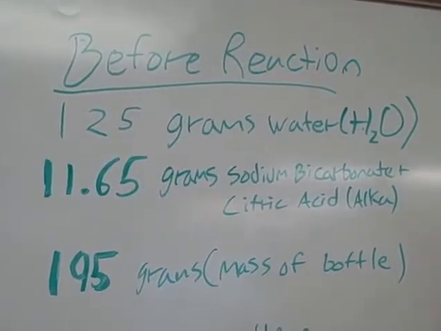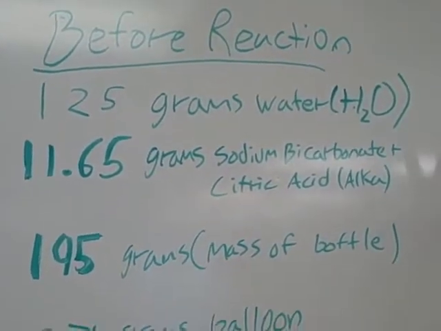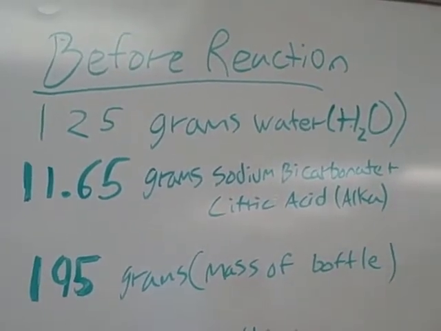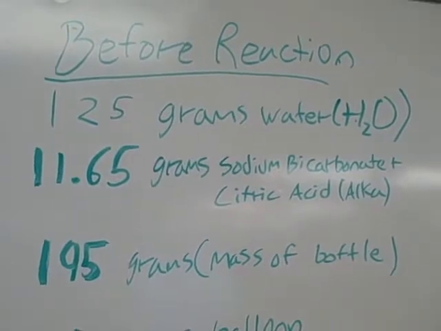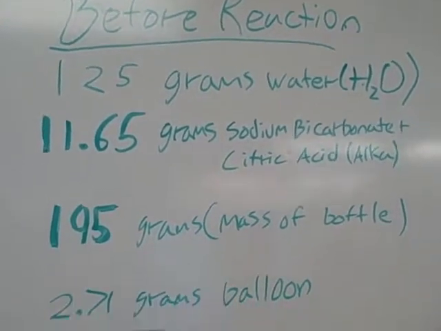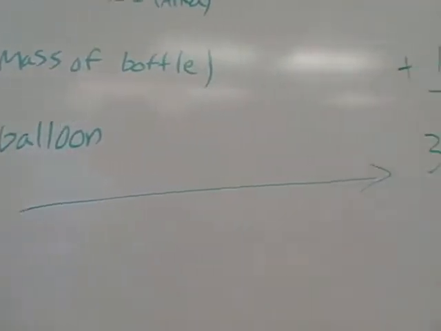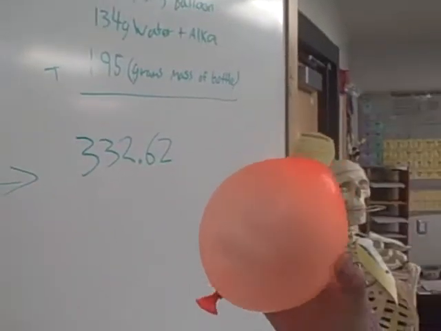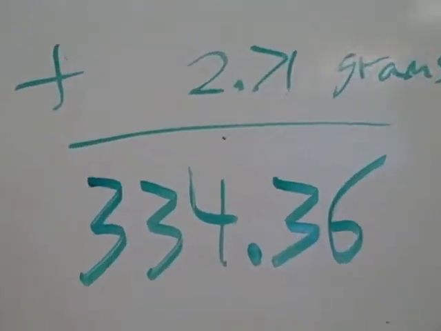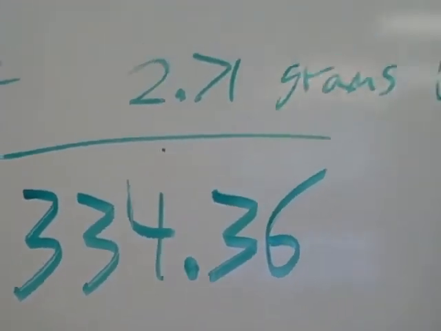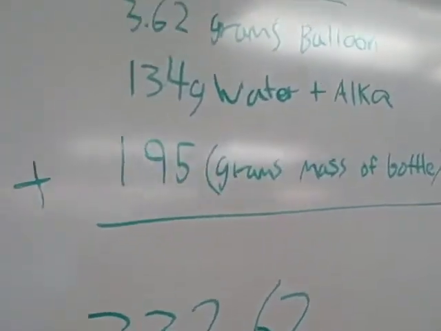Alright, right here we have all of our masses before the reaction. As you can see, we had 125 grams of water, or 125 milliliters, and then if we add that to the sodium bicarbonate, or the Alka-Seltzer, and then add that up also with the mass of the bottle, and the 2.71 gram balloon before there was a gas inside of it, that came to a grand total of 334.36 grams.